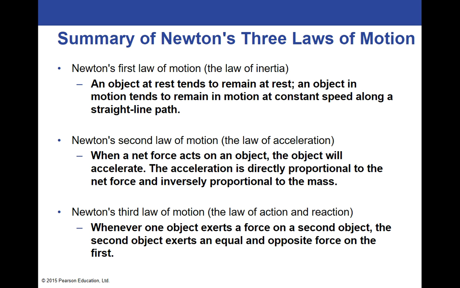So finally, the summary of Newton's three laws. The first law of motion, which is also called the law of inertia, says that an object at rest tends to remain at rest, and an object in motion tends to remain in motion at constant speed along a straight line path. It's the inertia of the object that keeps it doing what it's already doing.